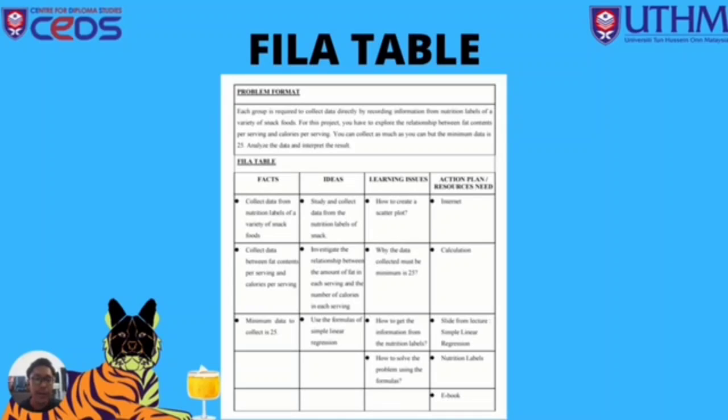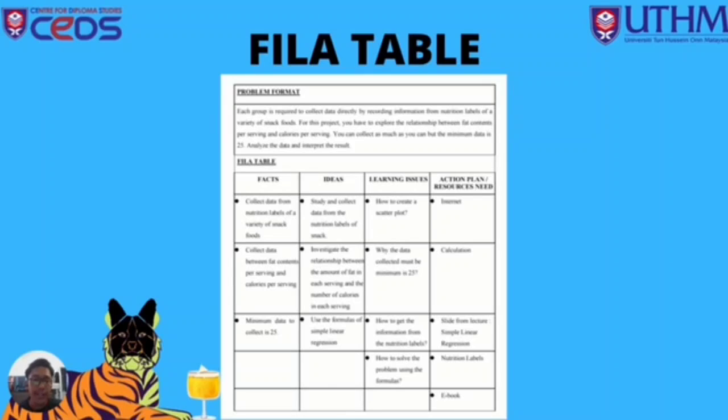The FILLER table has 4 columns, which are the facts, ideas, learning issues, and the action plan. First, the facts. The facts from the problem statement are: collect data from nutrition levels of a variety of snack foods; collect data between fat contents per serving and calories per serving; and the minimum data to collect is 25.